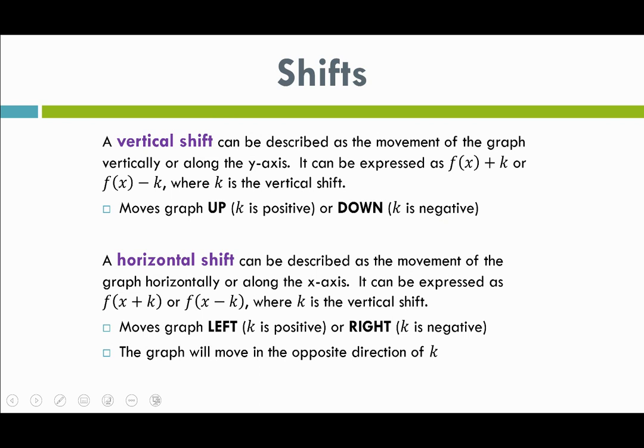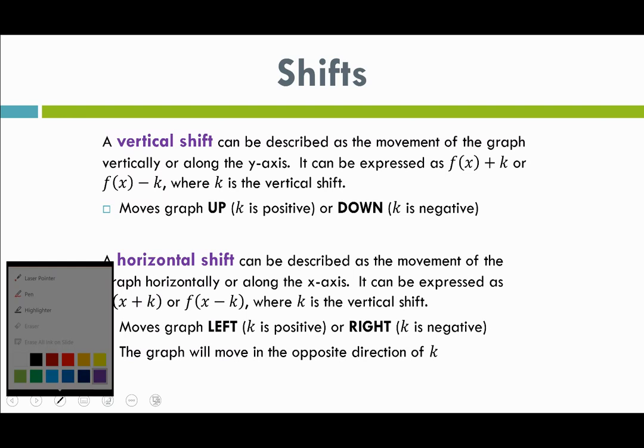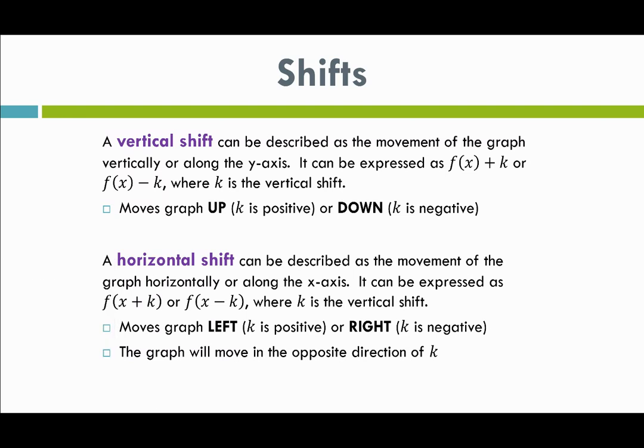All right. Now, not only will we be identifying where the axis of symmetry and the vertex are, we're also going to be shifting our parabolas. Okay. Now, there's two ways that your parabola can shift. Your parabola can either shift vertically or it can shift horizontally. So a vertical shift means that your parabola is moving either up or down.